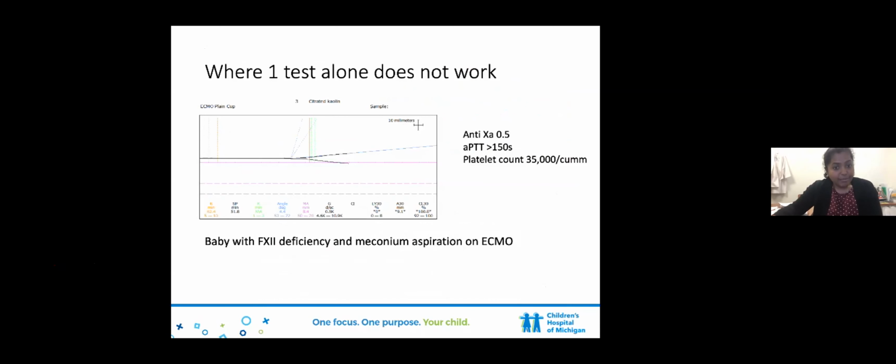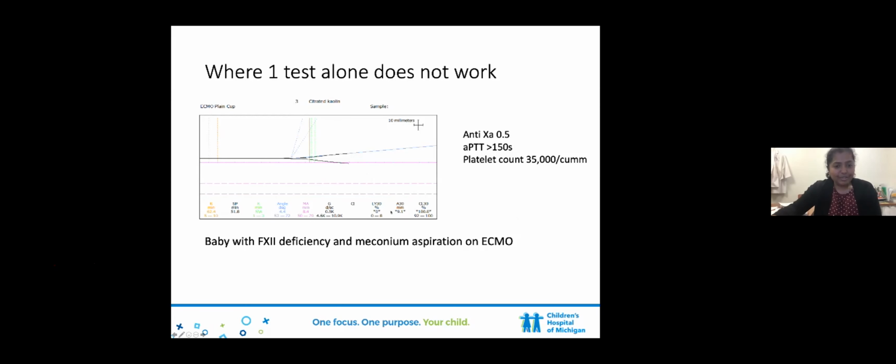So again, coming back to ECMO. So this is a baby with factor 12 deficiency and meconium aspiration who was on ECMO. So you can see that because this is a kaolin activated study, the factor 12 deficiency results in a very long R time. And this baby had thrombocytopenia resulting in a very low MA. The APTT was greater than 150 seconds, even though this anti-10A was appropriate at 0.5.